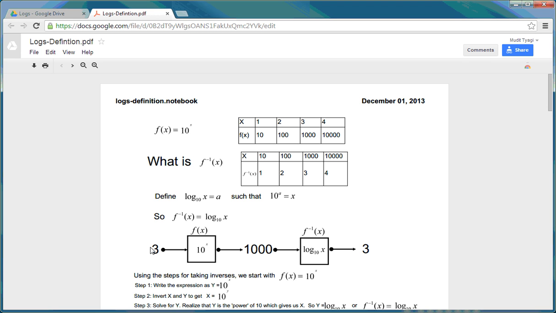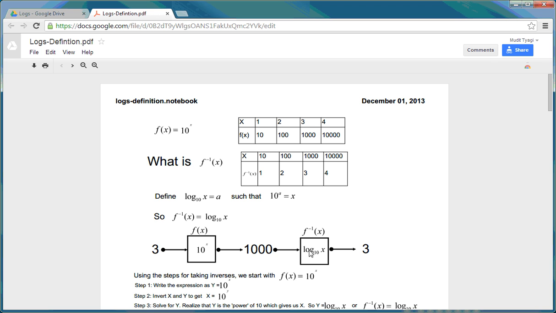Now, remembering the definition of inverse functions, what we should notice is if we input 3 into f of x, well, what do we get? We get 10 to the x, 10 to the 3, which is 1,000. So what we should notice is if we input 1,000 into f inverse of x, we should get a 3, the original input into the f of x. So let's see if that works.